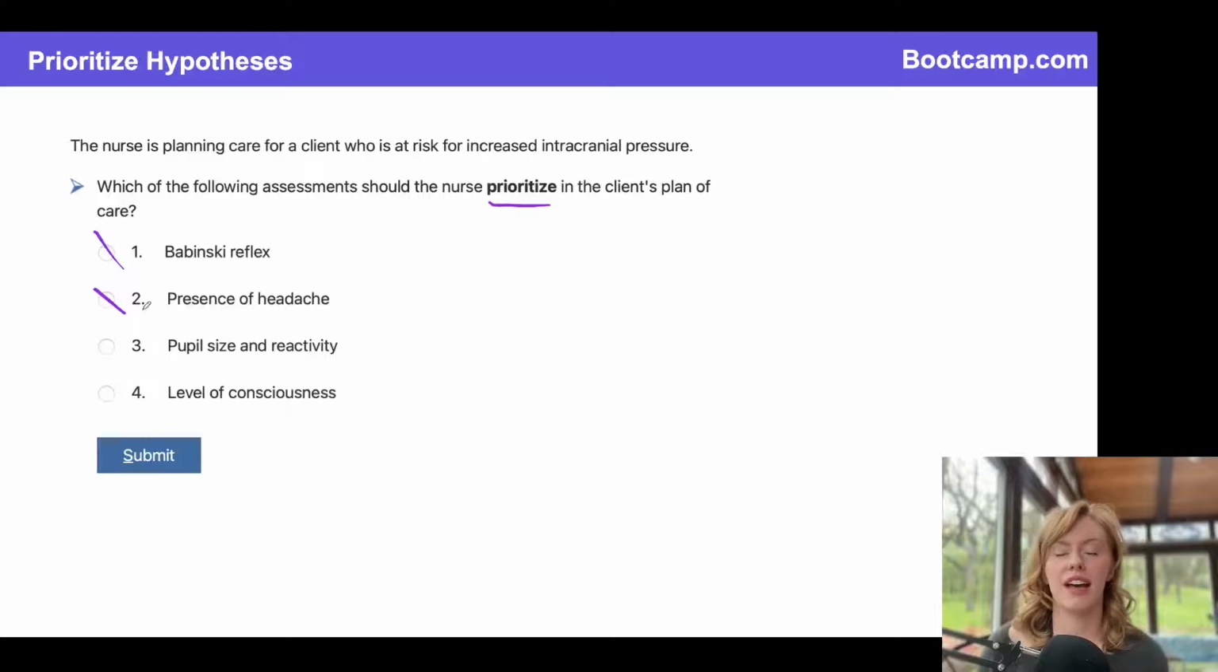Then pupil size and reactivity. Will this tell us about whether they have increased ICP? Yes, it will, right? We say that the eyes are kind of the window into the brain.